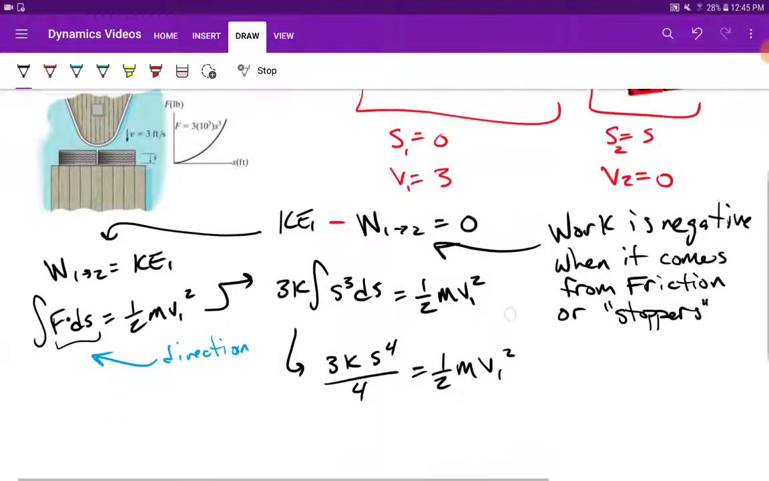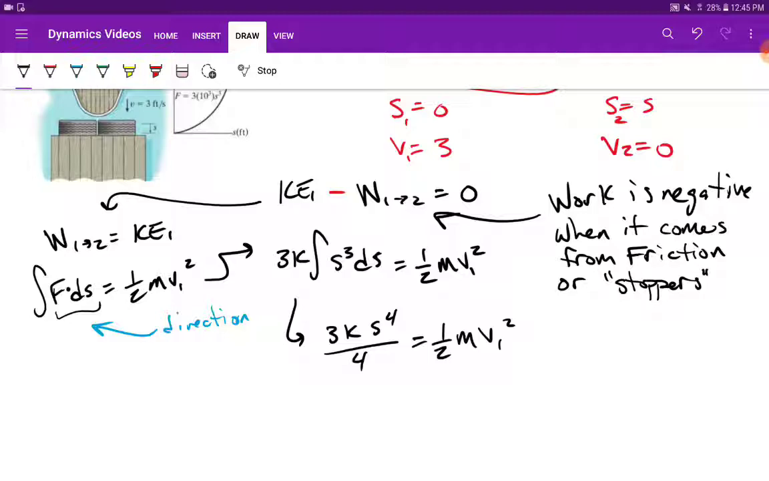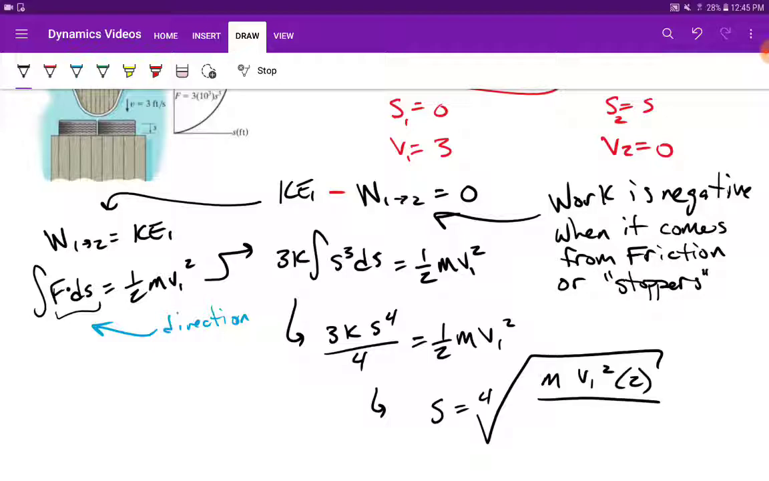Okay. And then from here, I can literally solve this equation for s. So bring it down one more time. I don't really like the way this is moving. Let me just keep moving it to the right. So move everything over. I'm going to have s equals, I take the 4th root, and it's got to be mass v1 squared. And then I have to multiply it by 4, but 4 over 2 is going to be times 2. So I can put times 2 right here, divided by 3,000. And that's going to be some number.